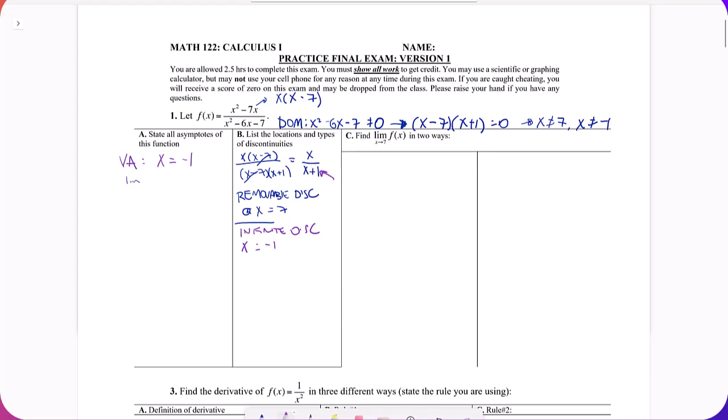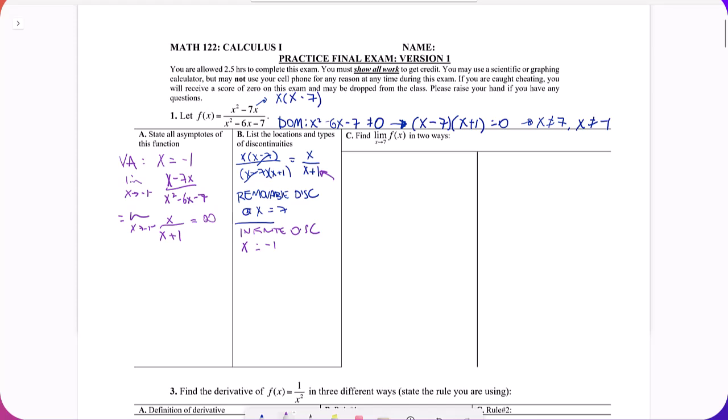The limit as x approaches negative 1 of x squared minus 7x over x squared minus 6x minus 7 is equal to the limit as x approaches negative 1 of x over x plus 1. If we approach negative 1 from the left, then that's negative over negative. So I'll say from the left, and that's equal to positive infinity. That's all we need to verify it's a vertical asymptote.